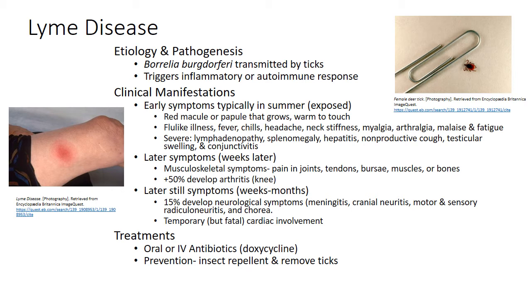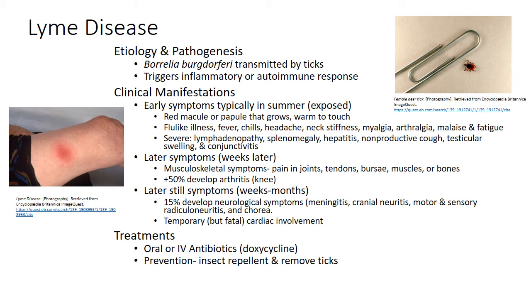And then a few weeks later, the patient can develop neuromuscular symptoms, pain in the joints, tendons, bursae, muscles or bones, and more than 50% of people will develop arthritis. A lot of times it's the knee that gets affected.